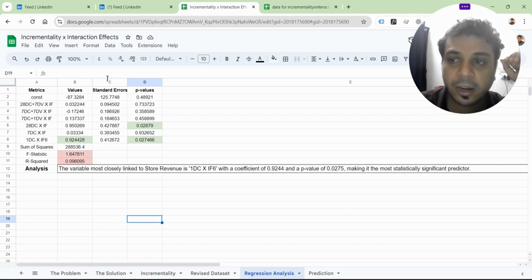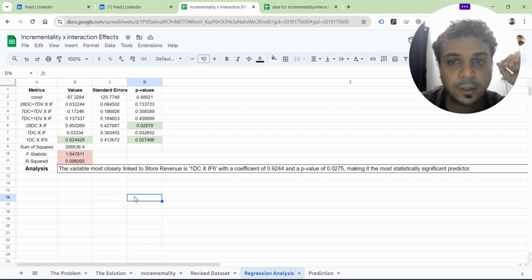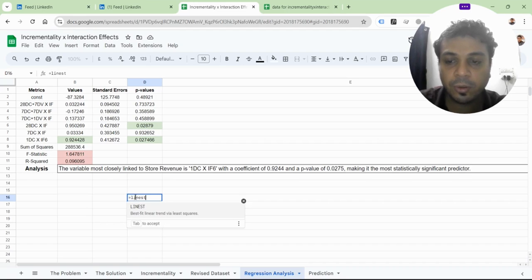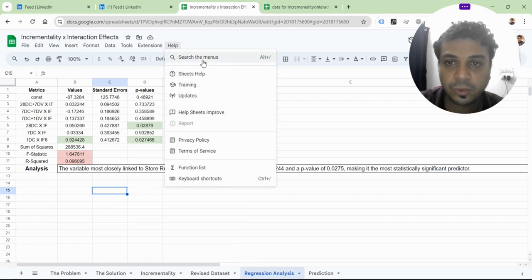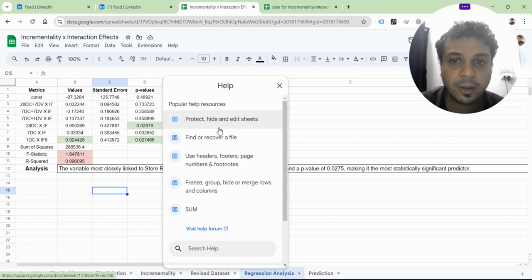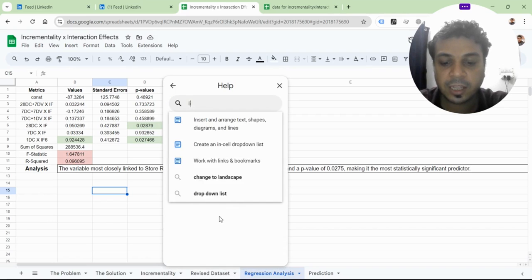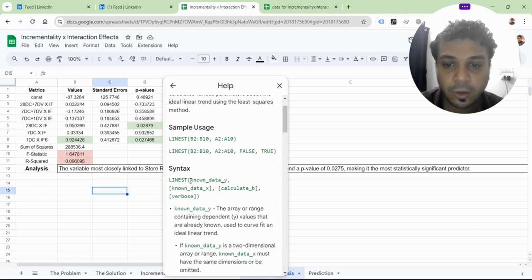However, I have carried out the regression analysis using Python separately, and I've just dumped the results here. But like I said, a very simple way of doing this is to actually use the LINEST function, and I can just show you how it works. You can just go to help here if you want to look at how the input has to be done. You first have to choose the y value, and then you have to choose the x value. You can take a look at the syntax here, and that will make it very clear to you in just a second. So there you go, the known data y, the known data x.